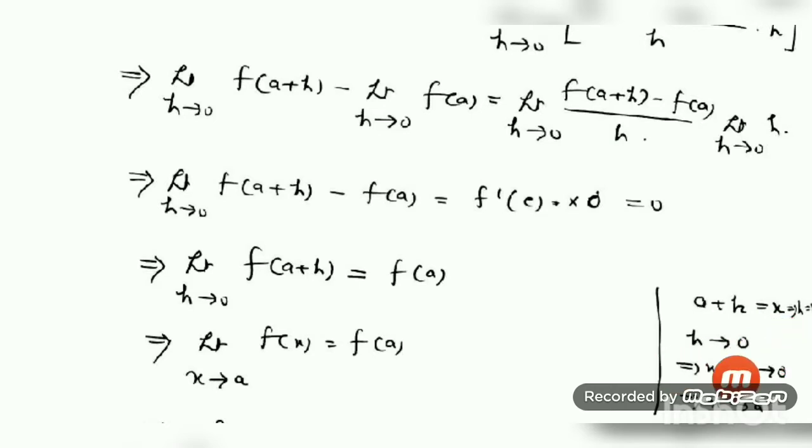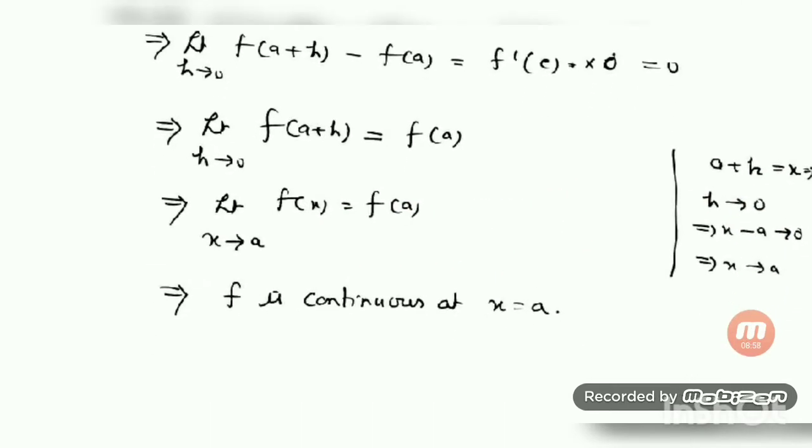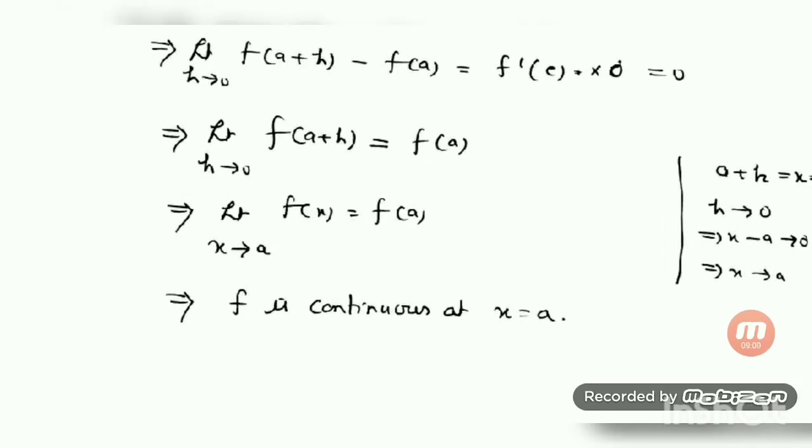So h tends to 0 means x minus a tends to 0, that means x tends to a. So here you see limit h tends to 0, f of x plus h. This can be written as limit x tends to a, f of x, because h tends to 0 becomes x tends to a, and in the place of a plus h, I have substituted x, and that is equal to f of a. And what is the conclusion you can give from here? This is nothing but the definition of continuity at the point x equal to a. So we can give the conclusion that the function is continuous at the point x equal to a.